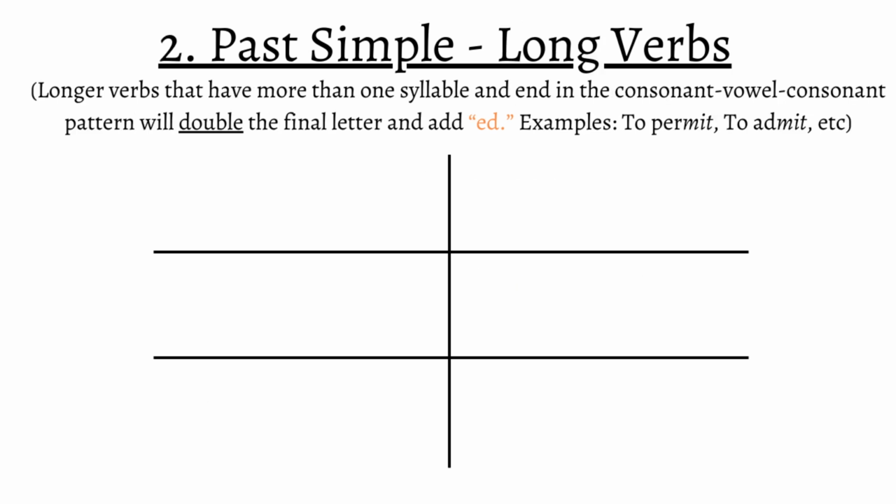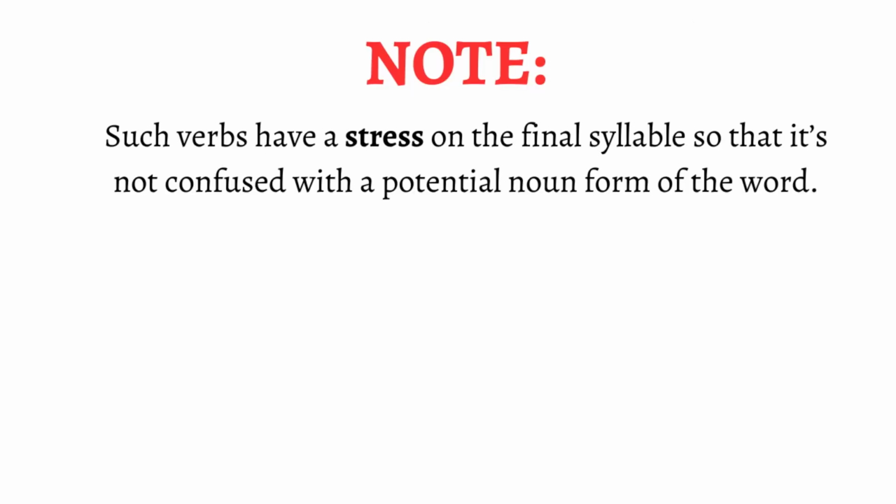Longer verbs that have more than one syllable and end in the consonant-vowel-consonant pattern will also double the final letter and add -ed, like in the verbs to permit and to admit. But it's important to note that such verbs have a stress on the final syllable, and it's done on purpose so that it's not confused with the potential noun form of the word.